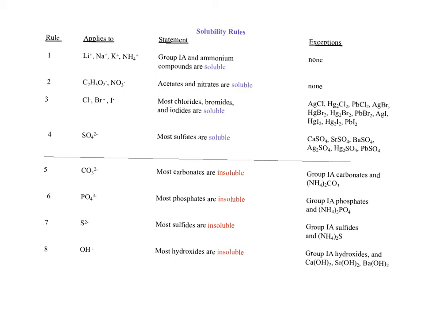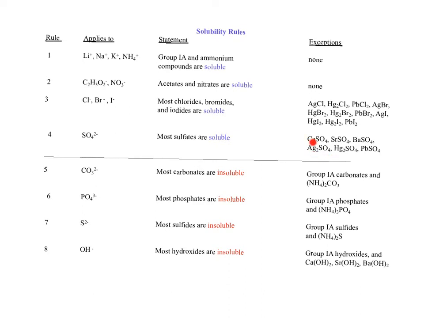Now, we were just looking at silver chloride here. So the chloride, bromide, and iodide set here, most of them are soluble. And here are the exceptions. Silver chloride is insoluble, will form the precipitate just like mercurous chloride, lead 2 chloride, silver bromide. So it's the chlorides, the bromides, and the iodides for silver, mercury, and lead. Then the sulfates here, most of them are soluble, and here are the exceptions.